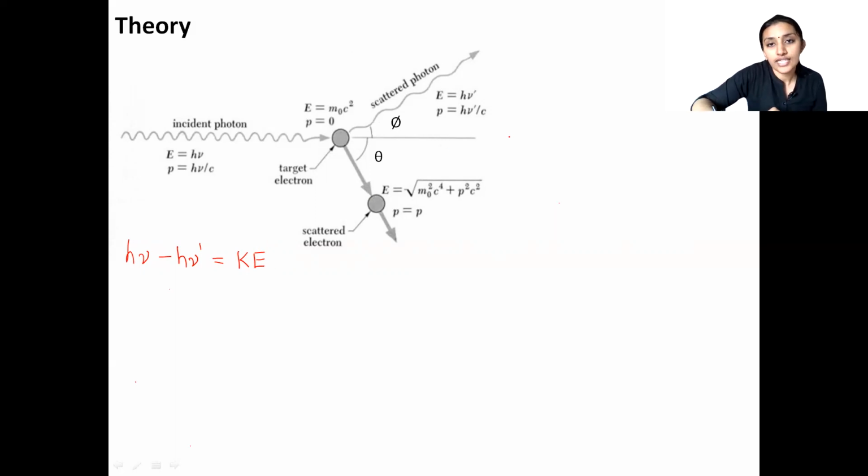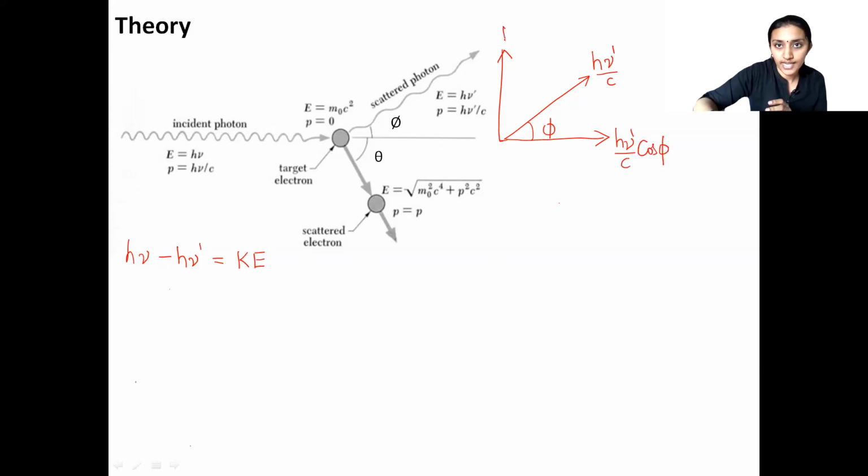Okay, so here you can see the photons are scattered at an angle phi with respect to the original direction. So we can resolve this momentum vector into two directions, that is the original direction and the perpendicular direction. So the magnitude of momentum after scattering is h nu dash by c. So the horizontal component is h nu dash by c cos phi, and the perpendicular direction would be h nu dash by c sin phi.